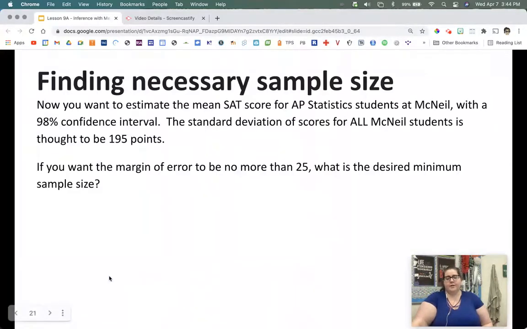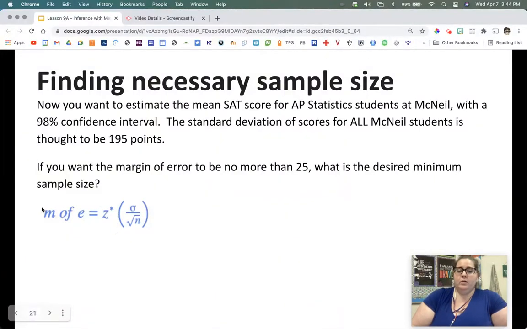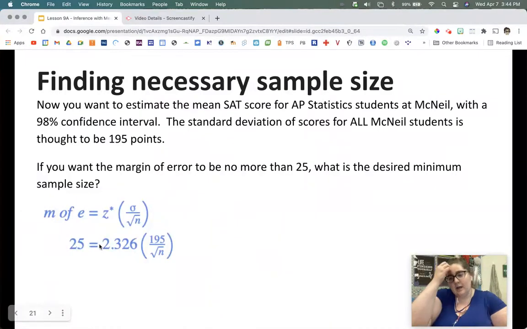So again, I'm starting with that base formula, using the Z version of the formula because it's the only way I can do this problem. Plugging in what I know, right? Margin of error is 25. Z star for 98% is 2.326. And again, that's just calculated the same way we did last unit. You can use inverse norm on your calculator. And then standard deviation of the population is 195.